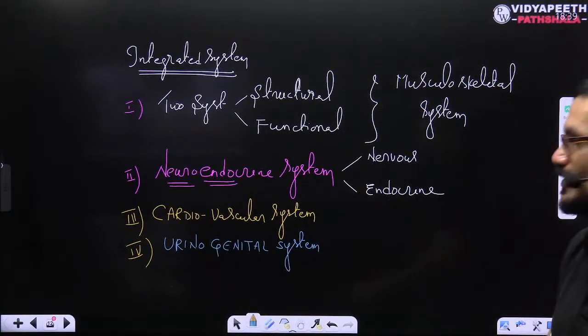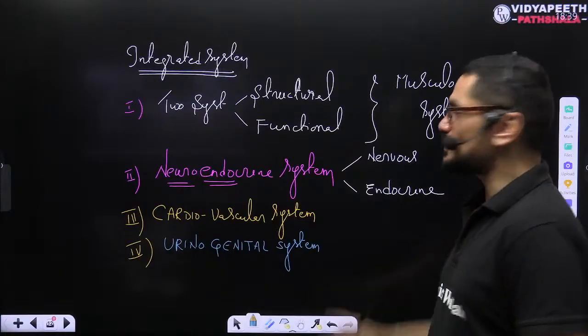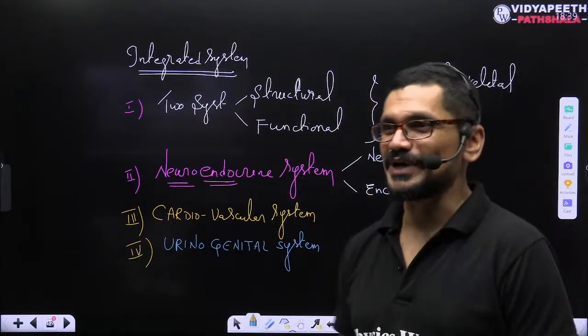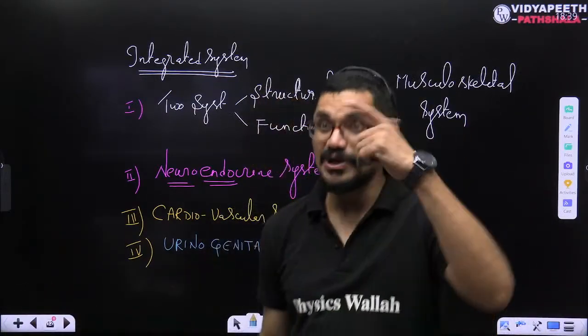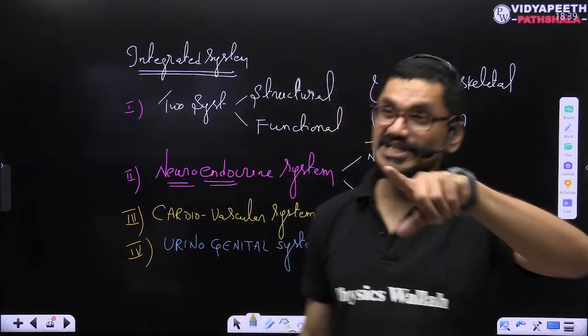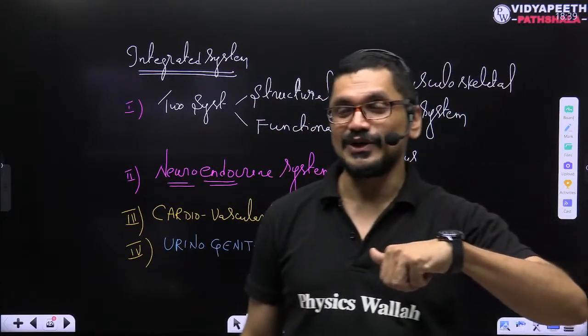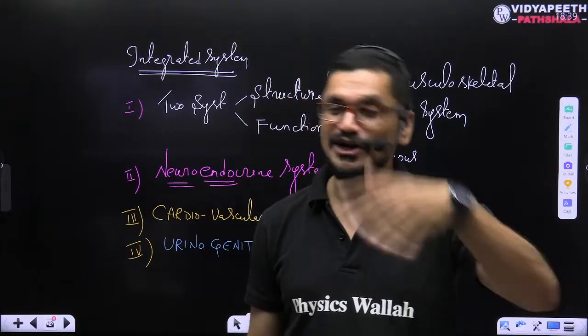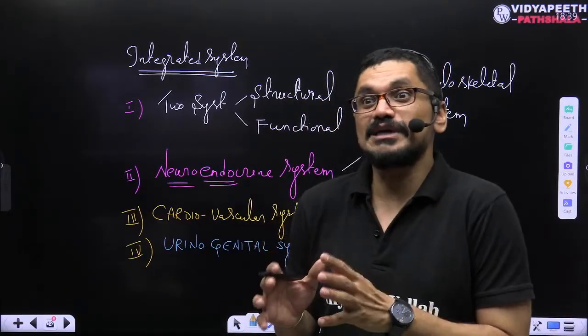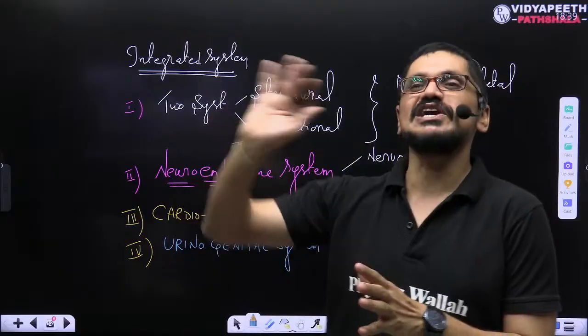Cardiovascular system working together. Neuroendocrine system working together. Musculoskeletal system working together. So very important from the subject point of view. If you learn the subject, you will get the marks. Don't study only for the sake of marks, then you won't get the marks. Study for the sake of subject. You will acquire the subject, obviously you will get the marks.